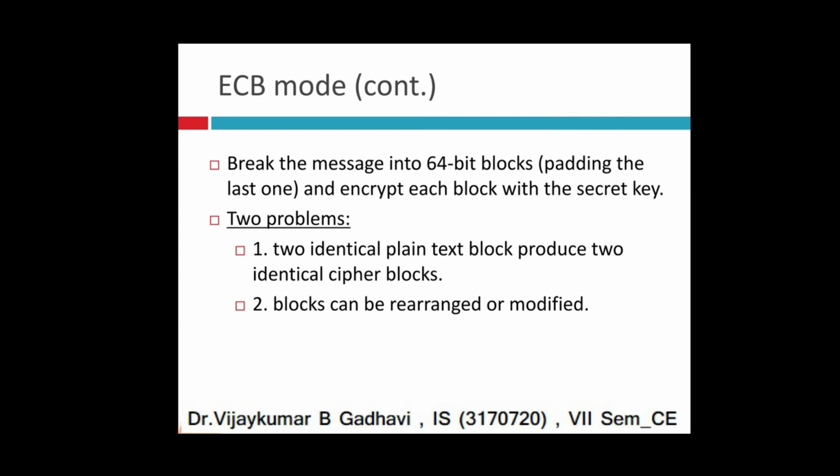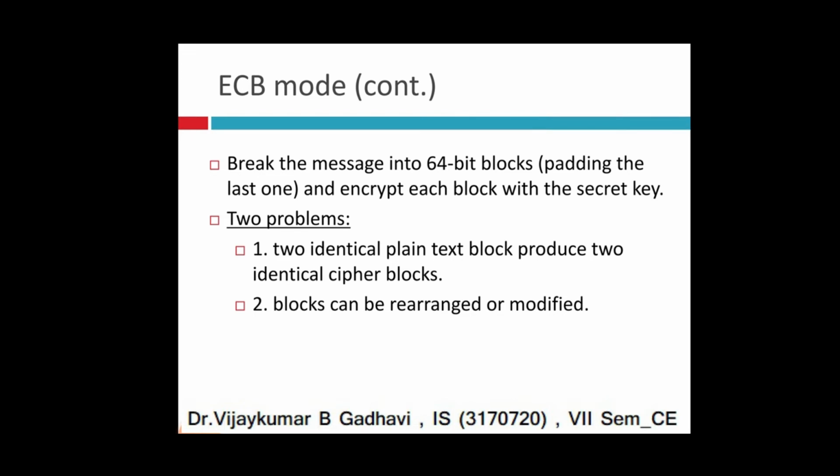Break the message into 64-bit blocks, padding the last one, and encrypt each block with a secret key. The two major problems occur during this process in ECB mode. The first one is that two identical plaintext blocks produce two identical cipher blocks. The second one is that blocks can be rearranged or modified.